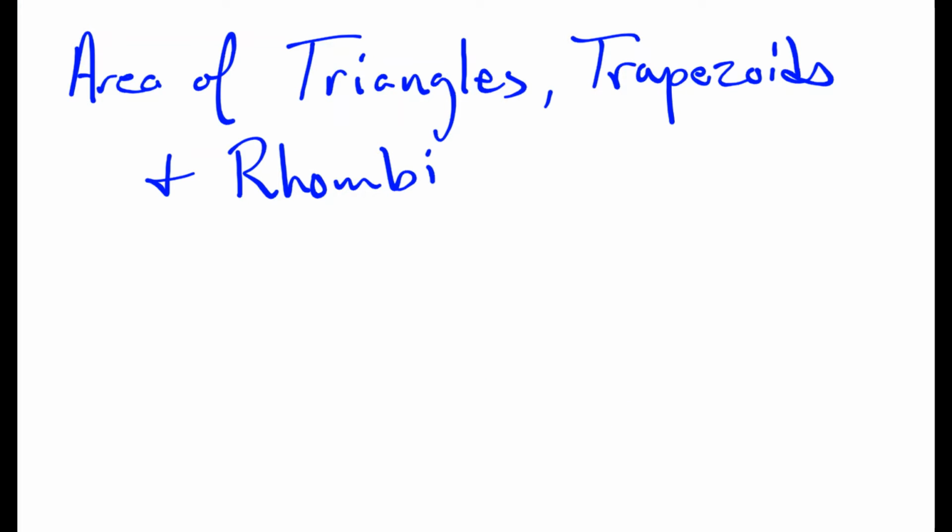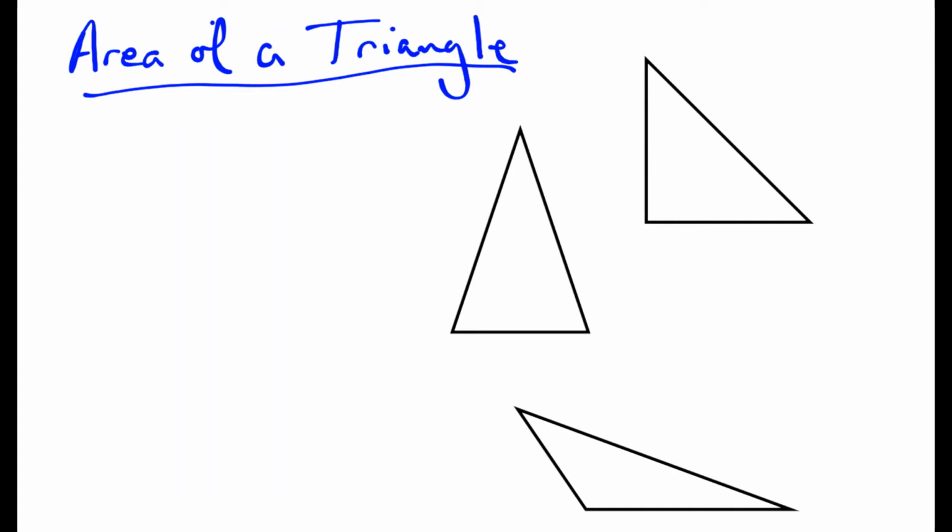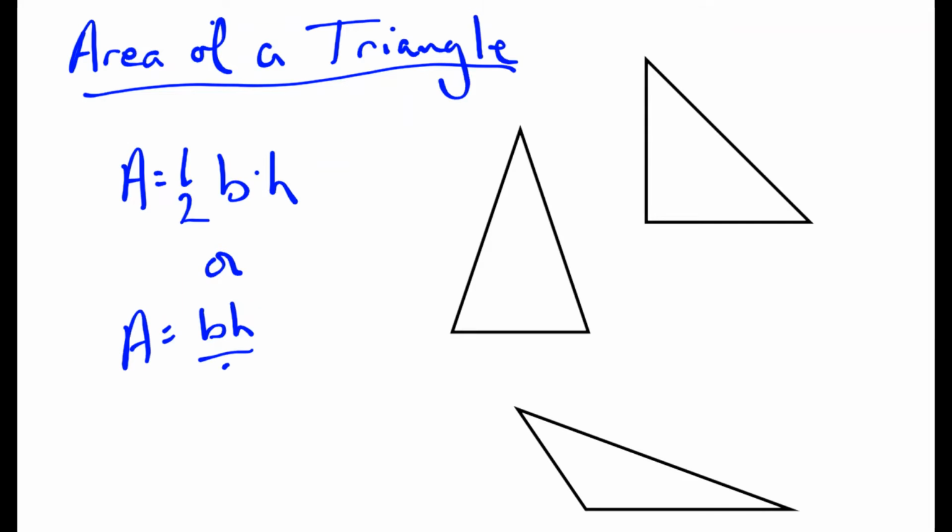The next part of our lesson is on area of triangles, trapezoids, and rhombi. So we're going to focus first on the area of triangles. We should have all heard by now that the area of a triangle is 1/2 base times height, or base times height divided by 2. They are the same formula, either way you look at it. Same thing holds true with triangles as with parallelograms, where the base and the height have to be at a 90-degree angle with each other.